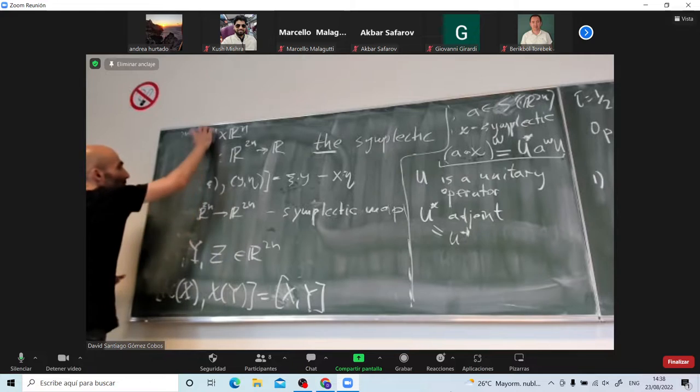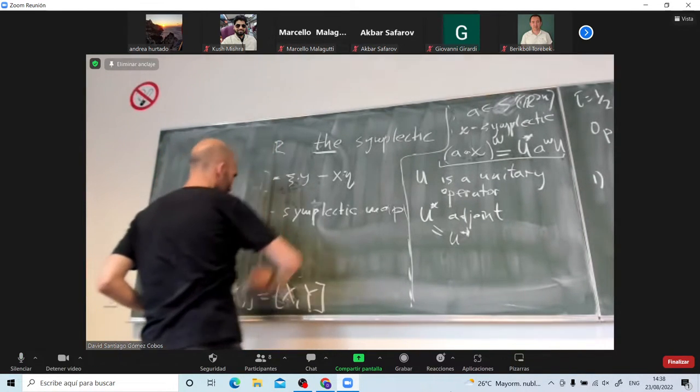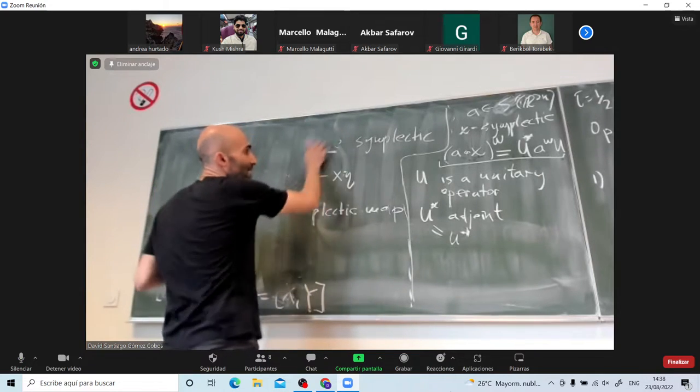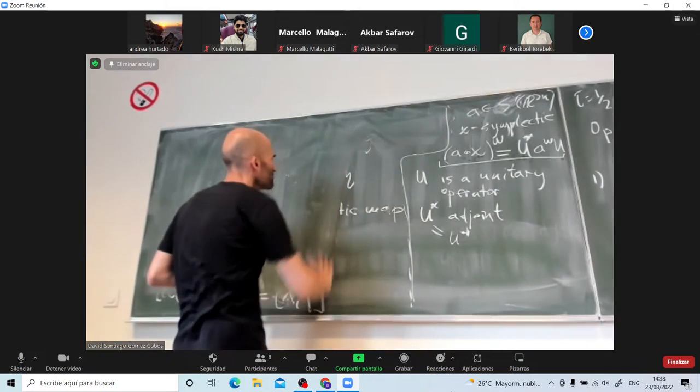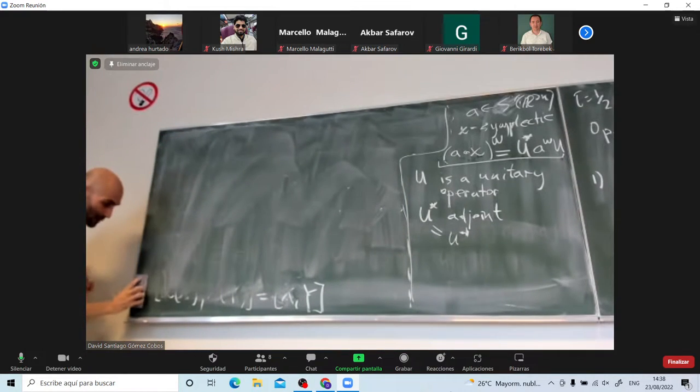I'll start with probably the easiest. I don't know if it's the easiest, but it's the most popular. For me at least it's the easiest, and this is the Shubin calculus.